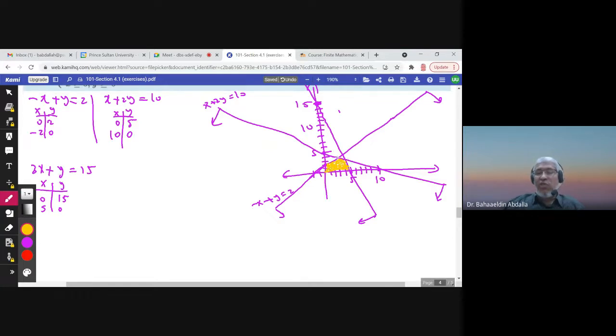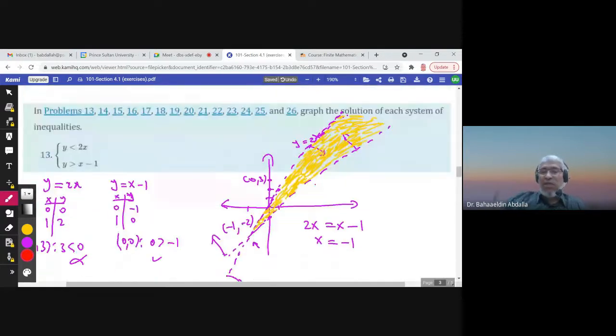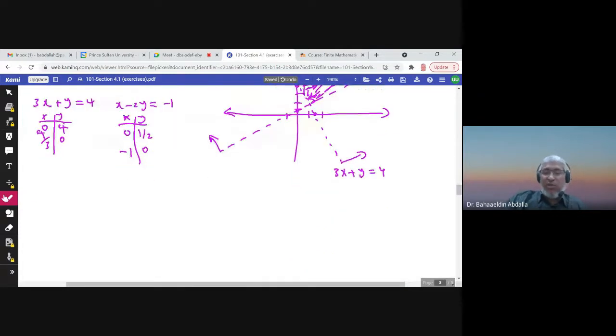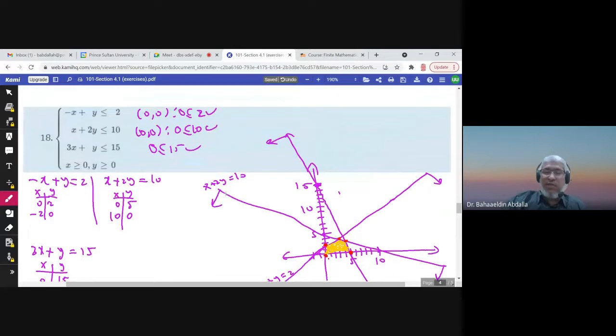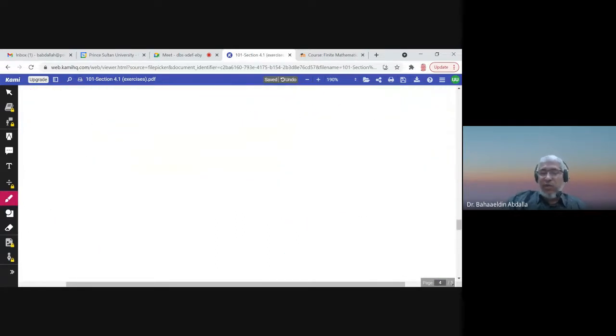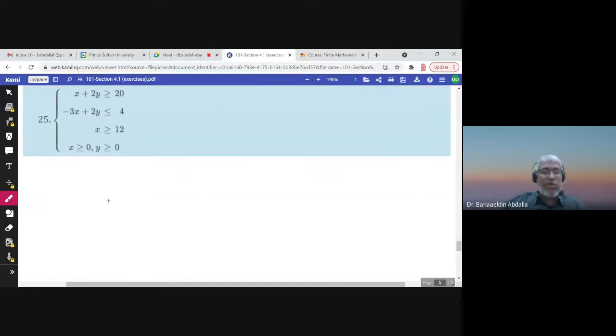Now, the corner points: this one, this one, this one, this one, and this one. We have 5 corner points. Did he ask about the corner points? He said graph the solution. So he did not ask about the corner points, so I'm not going to find them. I leave it for you as an exercise if you like to find these corner points. The last question, similar question.